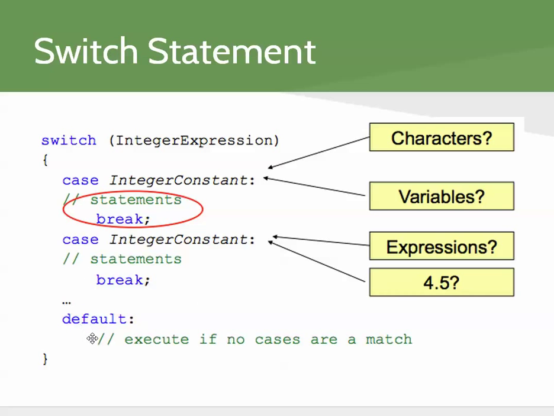As we go through a switch statement, when we pick a case that actually works, we're going to fall out of the switch statement after hitting that break. So we won't execute multiple case statements that way. So characters are fine. Those are integer constants. Variables are not. Variables are okay in our integer expression up here, but variables are not okay here. Expressions not okay. 4.5 is a double, not okay.